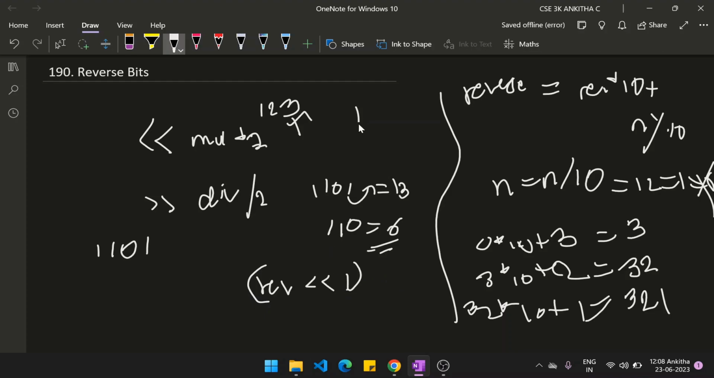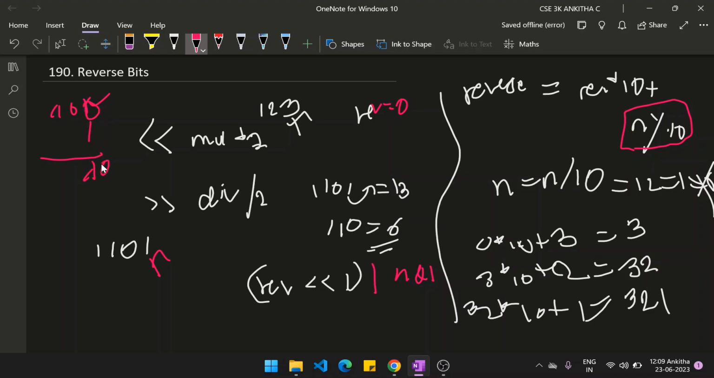Initially reverse will be 0. Then we do a bitwise OR operation with the last bit. How do you get it? By doing n AND 1. If I do 1101 AND 1, you can tell whether the given bit is 1 or not: if it is 1, the result is 1, and if it is 0, the result is 0. So instead of n modulus 10, we do AND with 1. Here it will give us 1.